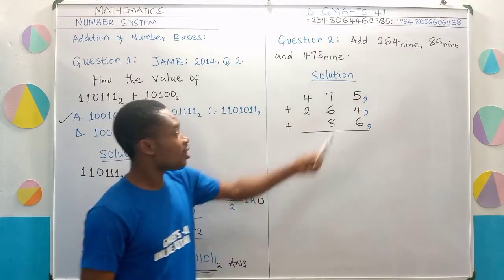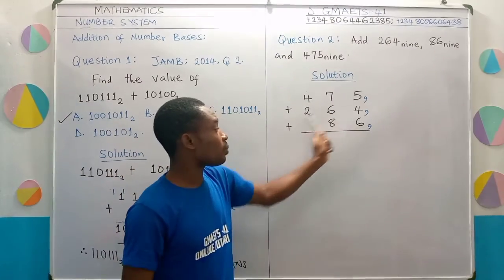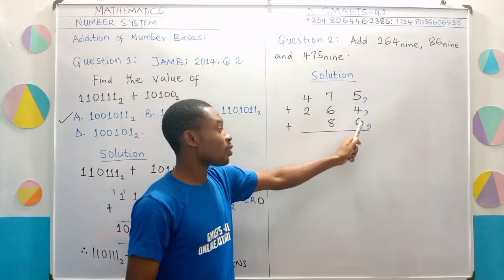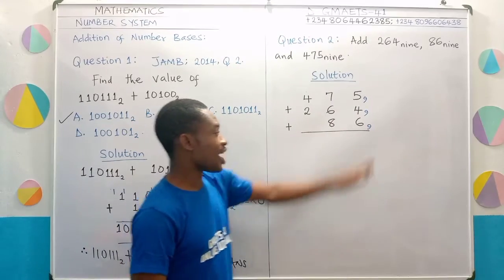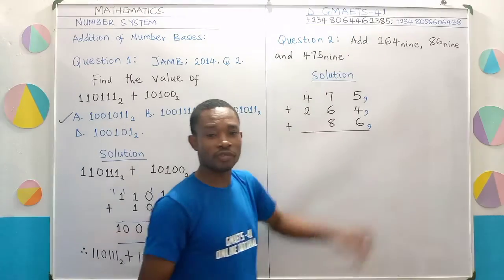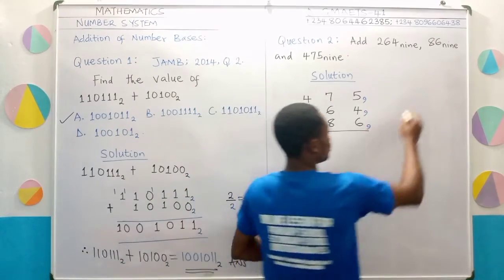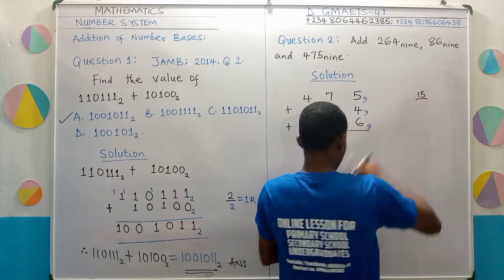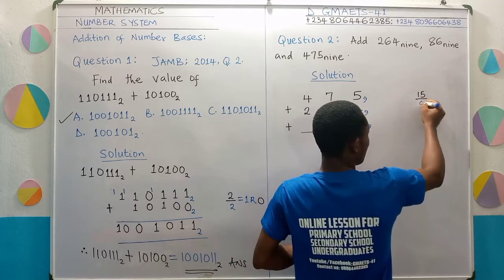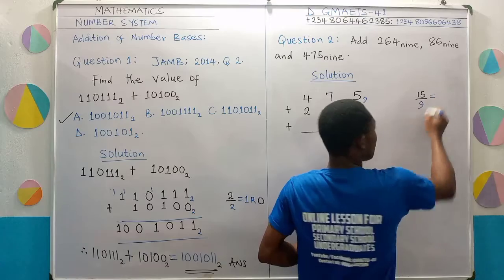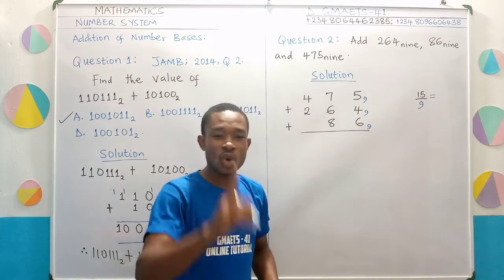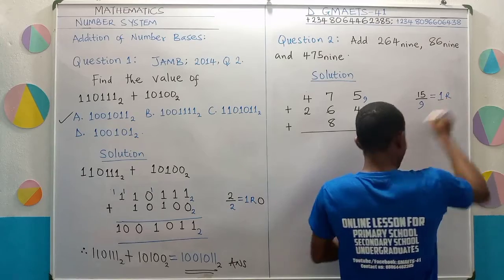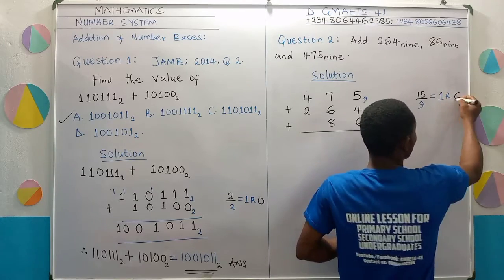So we go 5 plus 4 plus 6. 5 plus 4 is 9. 9 plus 6 will give you 15. This addition is in base 9, so you cannot record 15 here. So what do you do? You check what the remainder would be. 15 divided by the base we are adding in, which is 9. 9 can go into 15 only once, it will remain 6. So 1, remainder 6.